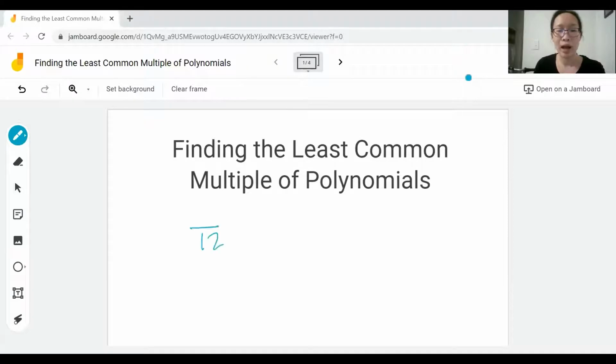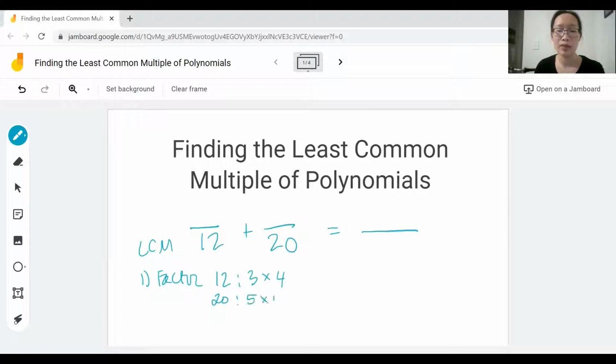Let's say I were adding two fractions, one with a denominator of 12 and one with a denominator of 20. In order to do that, I would need to find a common denominator, which is the least common multiple of both 12 and 20. Well, in order to do that, I'm going to factor both. So I can write 12 as 3 times 4 and 20 as 5 times 4.